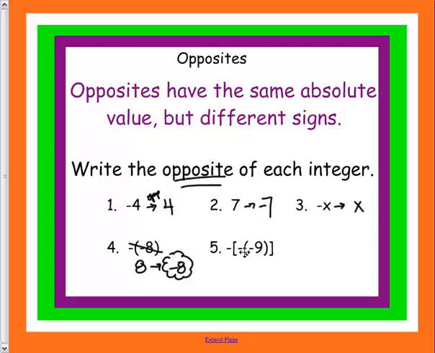So let's look at, I've got -9. I want the opposite of that. That's +9. I want the opposite of that. That's -9. Okay? That's simplified.